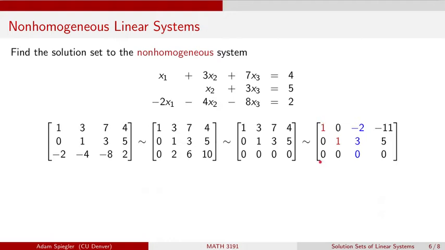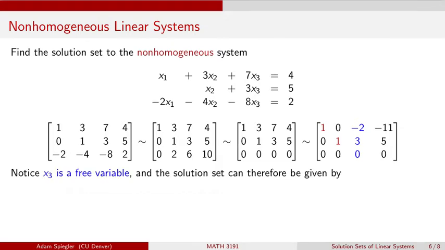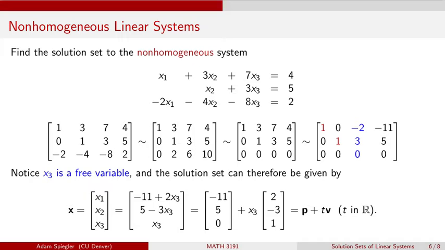Now, x1 is a basic variable and x2 is a basic variable because they have pivots. x3, however, does not have a pivot in its column, so x3 is a free variable. Then we can express our solution set in vector form. First, solve for x1: we have minus 11, and then we bring the minus 2x3 to the other side, so it becomes a positive 2x3.